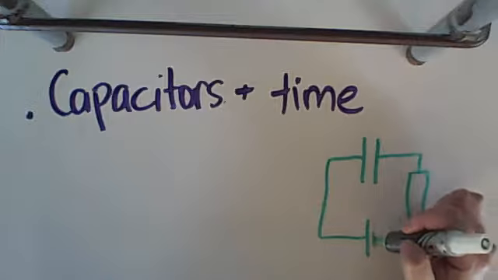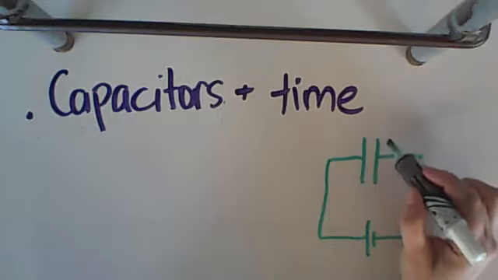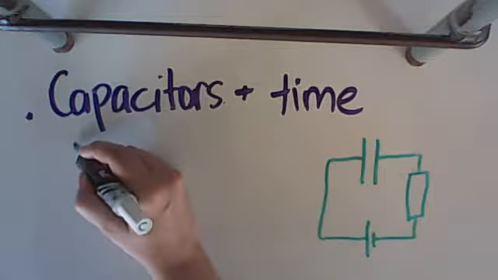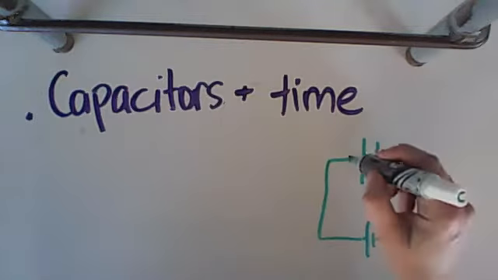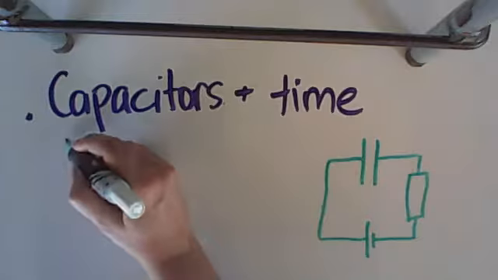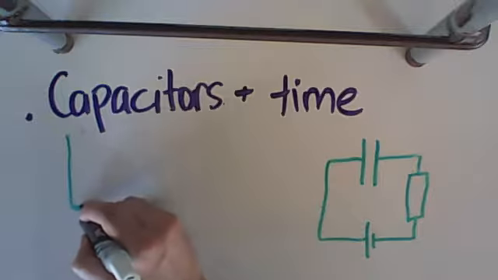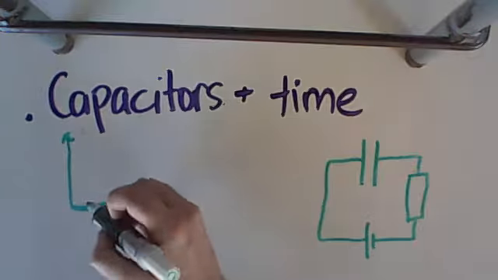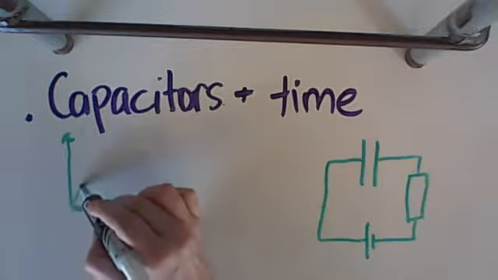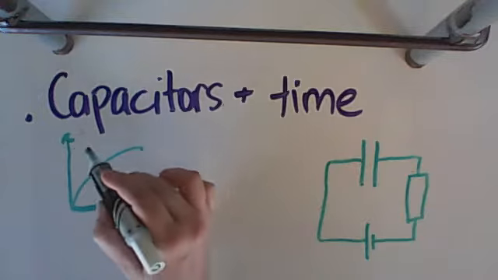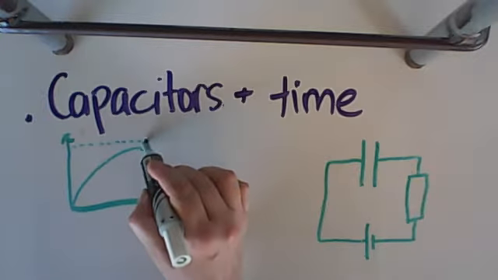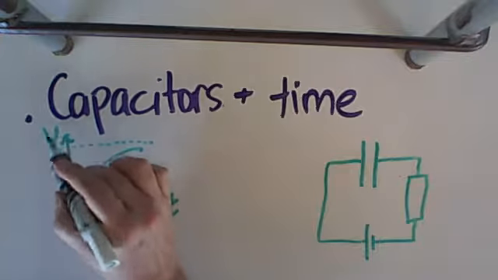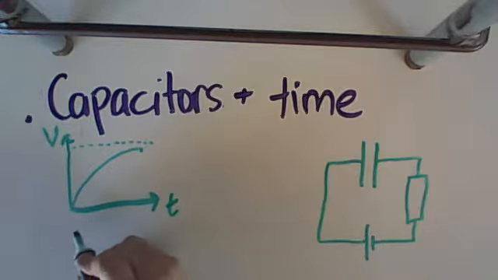It's easy for the current to flow into this plate here and slowly build up a negative and a positive charge. And if we have a voltmeter across there, we will see, as time goes on, the voltage start to grow. And over time, it will approach the supply voltage, the voltage of the battery. So this is charging.